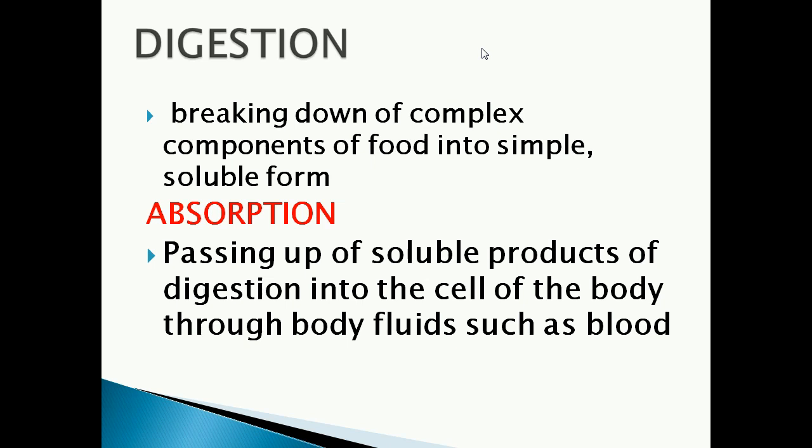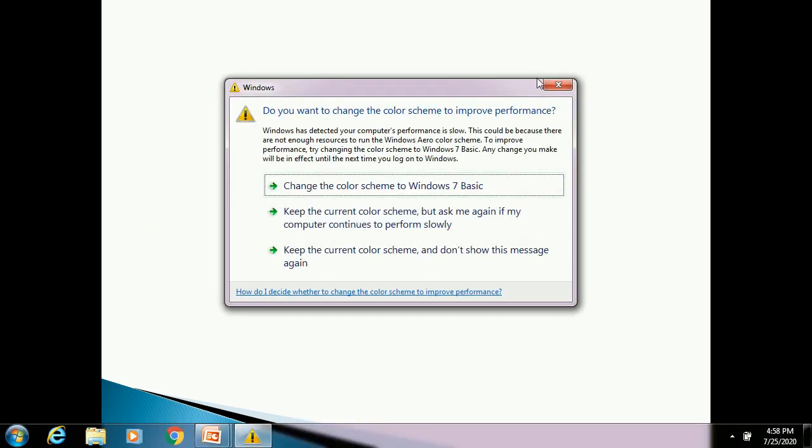So for that, the body fluid such as blood will carry the soluble product, that means the digested food, into the cells of the body. That process is called what? Absorption. Okay, so body fluid such as blood will carry the digested food into the cells of the body. That process is called what? Absorption. The next process is assimilation.